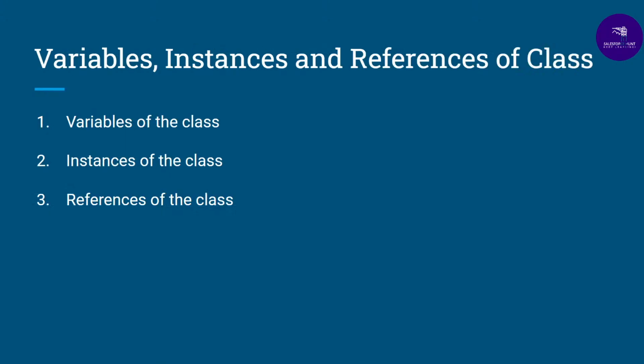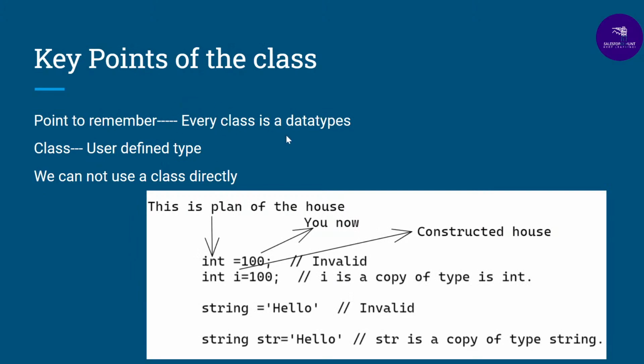I will show you the variable here, but before starting with the variable, please keep in mind the key points of the class. First of all we have to learn these key points. Remember, every class is a data type. If you define any standard class or any custom class as a user defined type, always remember, every class is a data type. Then, a class is a user defined type.